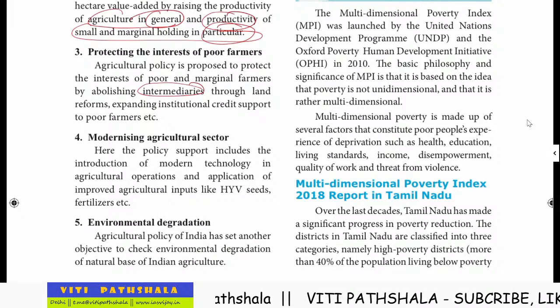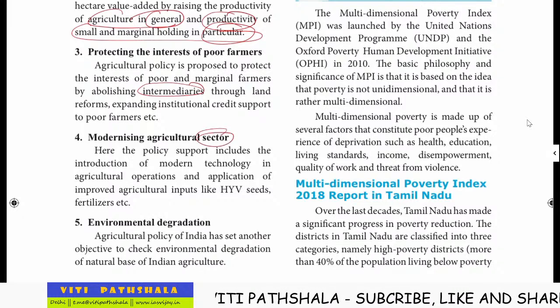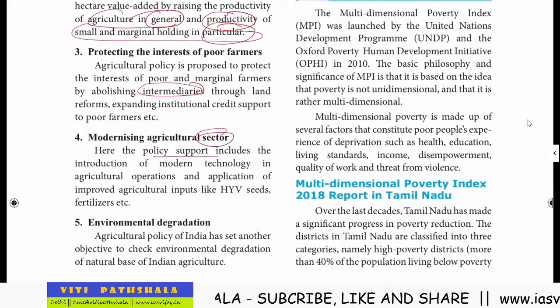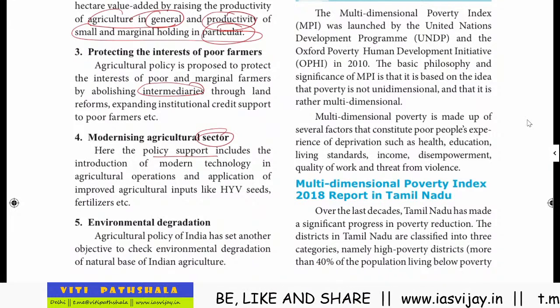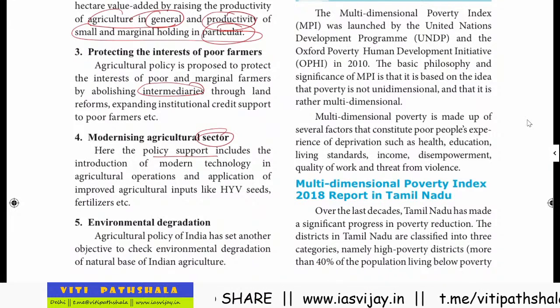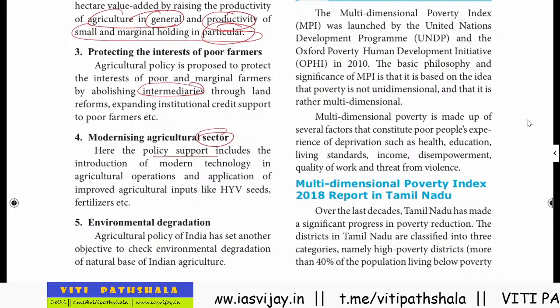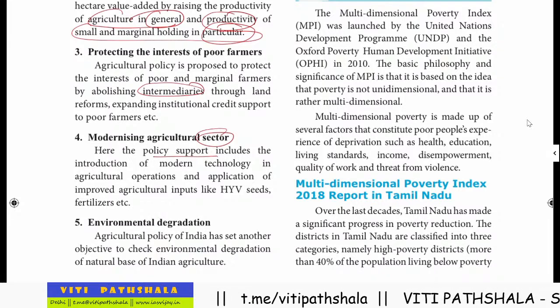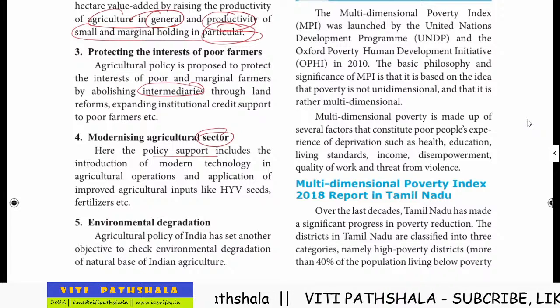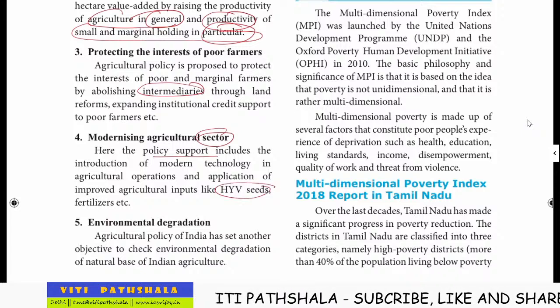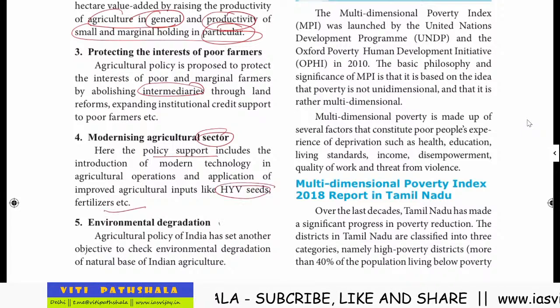Then, modernizing the agriculture sector. Here the policy supports the introduction of the modern technology in the agriculture operation and the application of the improved agriculture input like the HYV seed, fertilizer, etc.